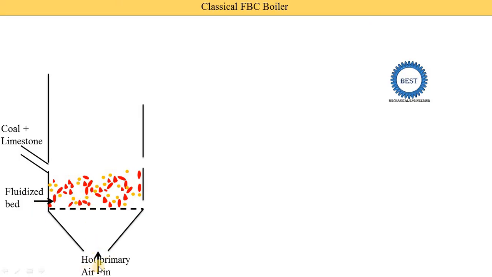From this bottom passage the hot primary air is supplied for the combustion of the fuel. Here a secondary air supply is also there, and that's why this one is named primary air in. From this passage the secondary air is supplied into the fluidized bed. From this passage the ash is removed, meaning when the combustion of the coal is complete, the last part remaining is called the ash. So we need to remove this ash from this distributor plate or from the bed. So it is removed from here.